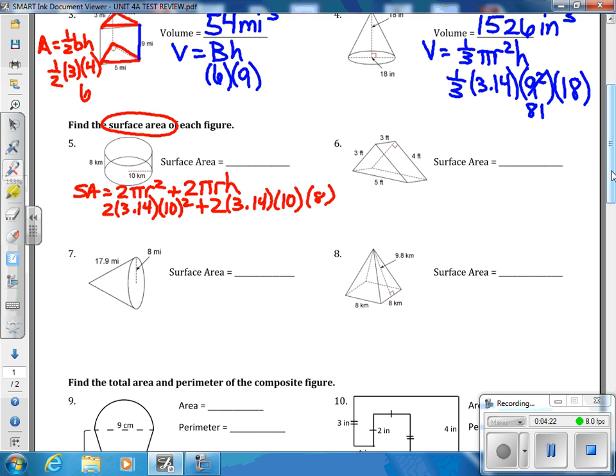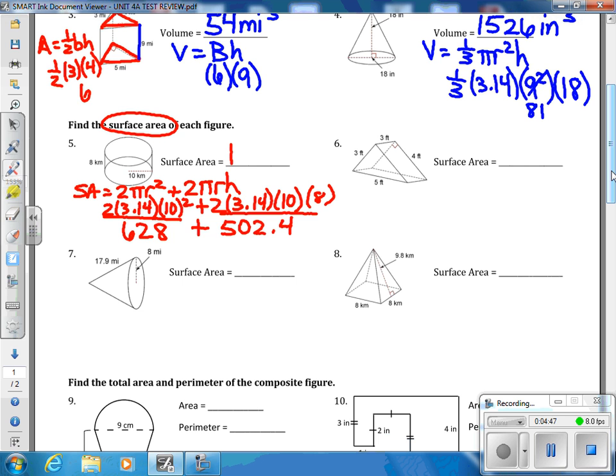Remember, in these types of problems, you have to do all the multiplications and get two numbers from there before you can add anything together. So when you do 2 times 3.14 times 10 squared, which is 100, you get 628, if you've calculated it correctly. When you do 2 times 3.14 times 10 times 8, you get 502.4. So when you add those two together, that will give you your surface area.